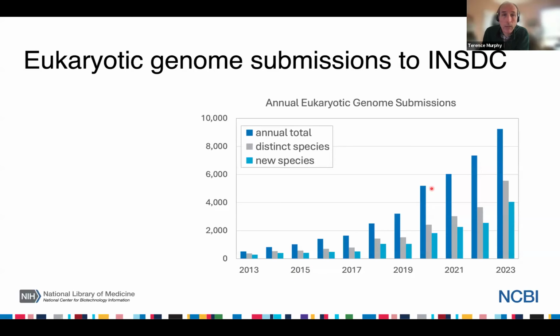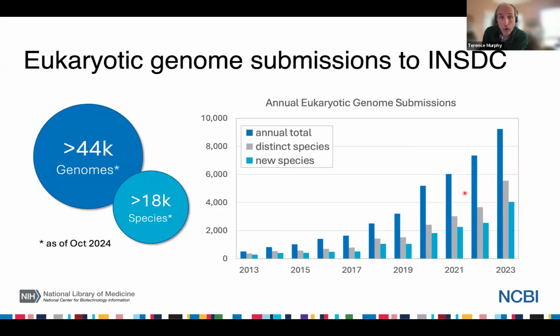I always like to start here. Seen variations of this before. This is just showing the influx of new genomes coming in each year to the INSDC. Just looking at last year alone, we received over 9,000 genomes, of which over 4,000 were the first genomes available for that species. And overall, we're currently at over 44,000 genomes for eukaryotes from over 18,000 species. And we know this is all just the tip of the iceberg with ambitions for EBP and all the related projects out there, aiming for hundreds of thousands and even millions of genomes in the future.